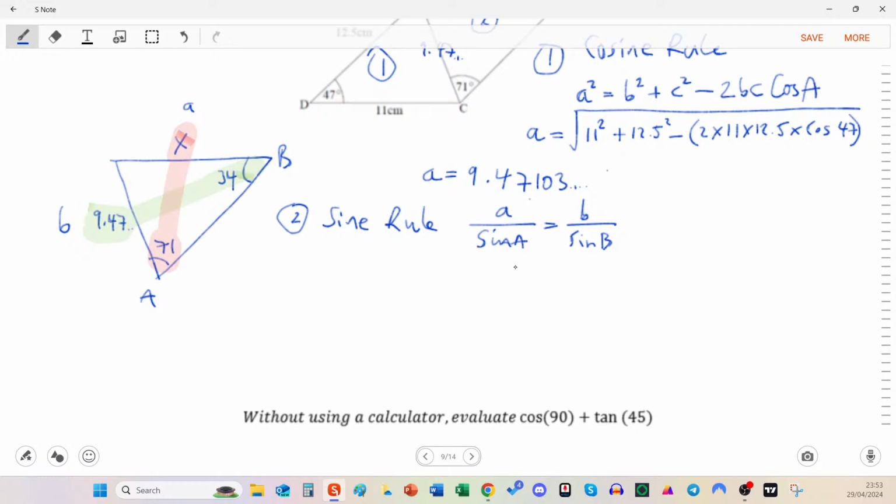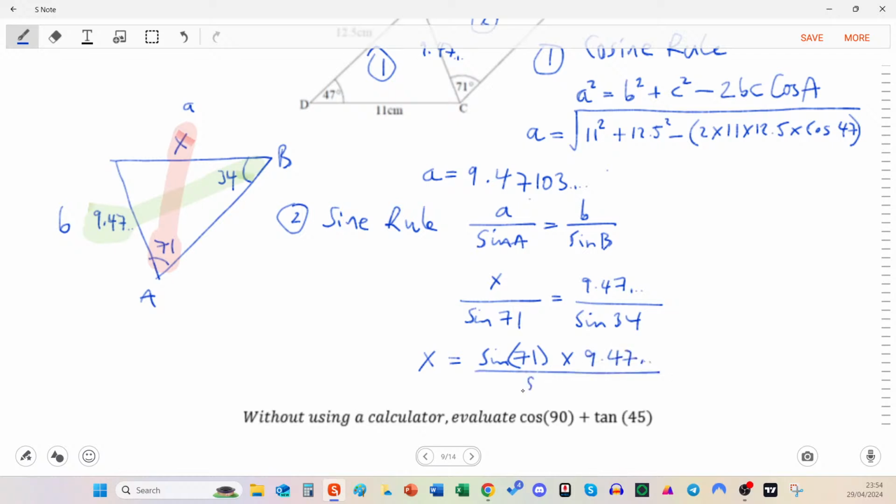With an unknown side of x, so it's x, let's say A is there, x is paired with sine 71, and B would be 9.47, which is still in my calculator, all over sine 34. And we'll just do a bit of rearranging. We'll get rid of this fraction so that we get x is equal to sine 71 times 9.47 all over sine 34.